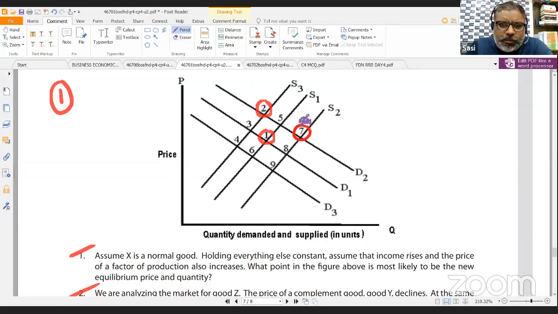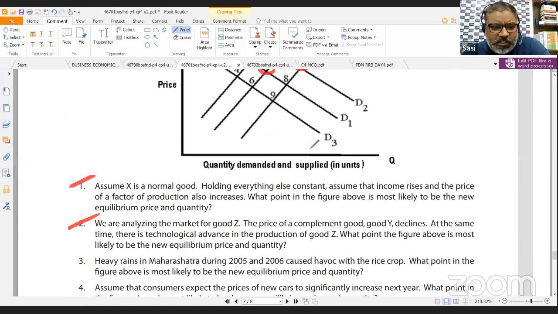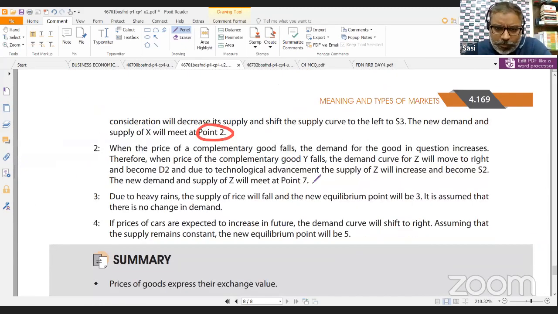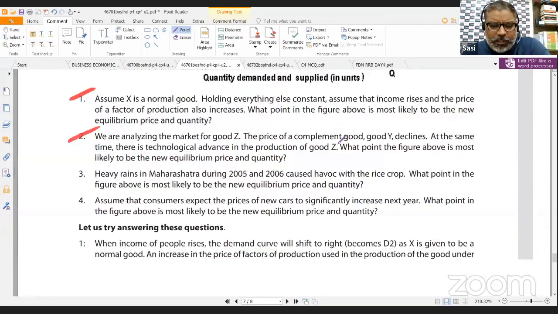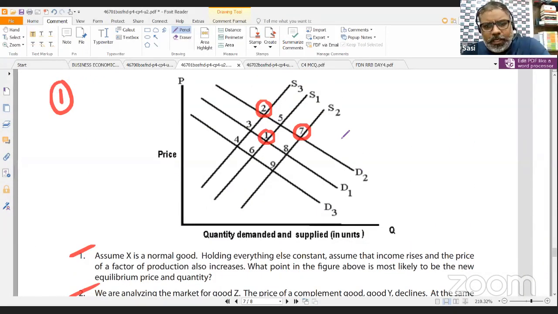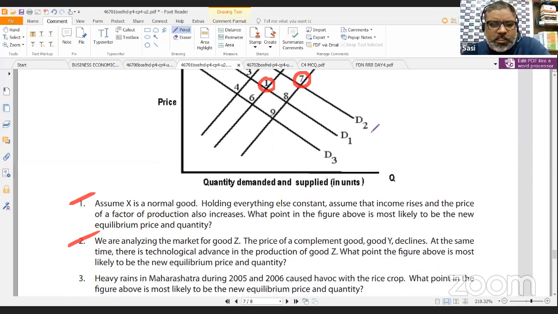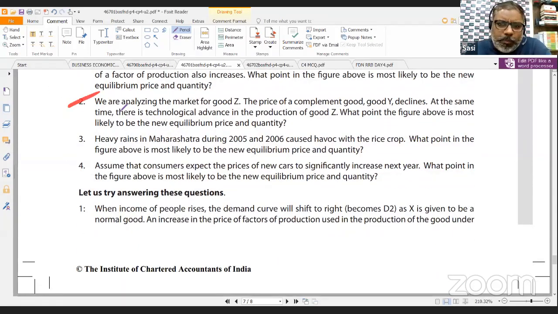D2 and S2, what is the equilibrium point there for that intersection? 0.7. So the answer for the second question should be 0.7. Like this, what happens to a factor? The impact of a factor on the demand curve and supply curve should be identified, and the intersection of those will become the new equilibrium.